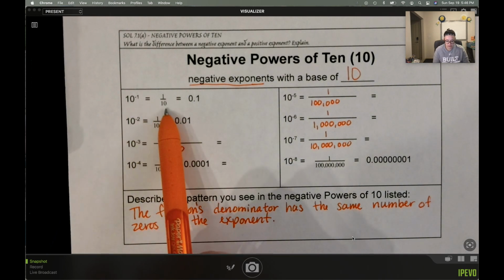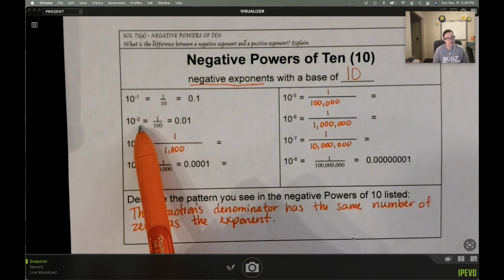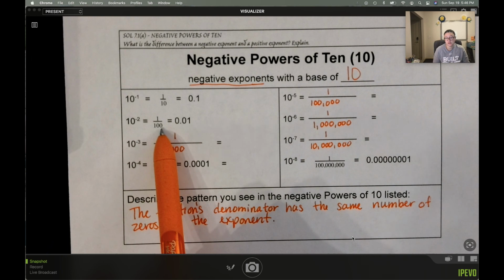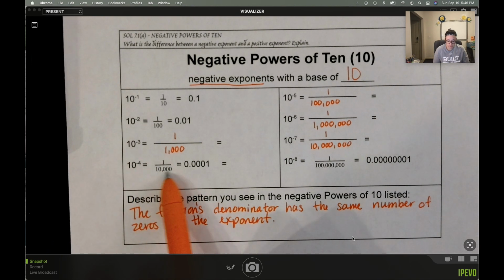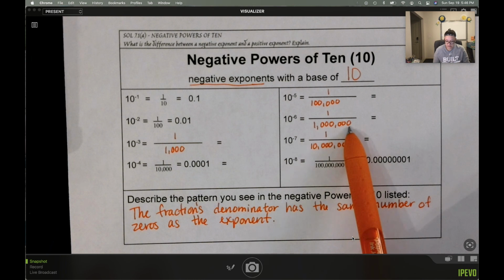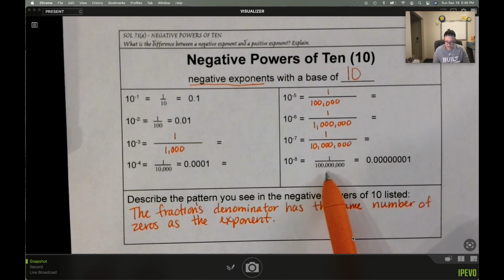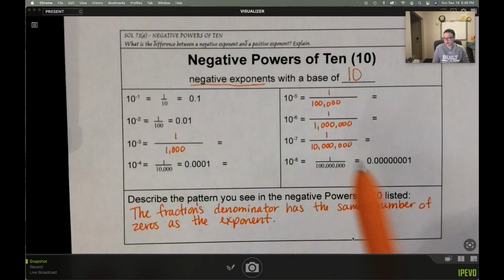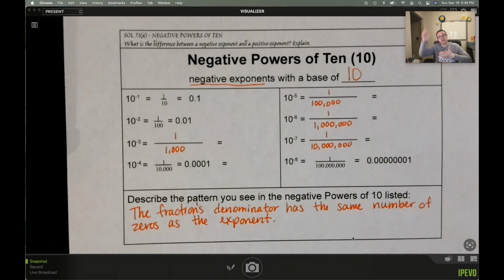10 to the negative 1, 1 zero. 10 to the negative 2, 2 zeros. 10 to the negative 4, 4 zeros. 10 to the negative 6, 6 zeros. 10 to the negative 8, 8 zeros. So it's the same number, it's just flipped in a fraction now.